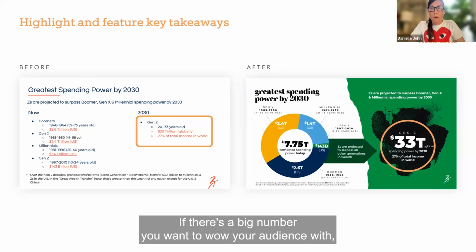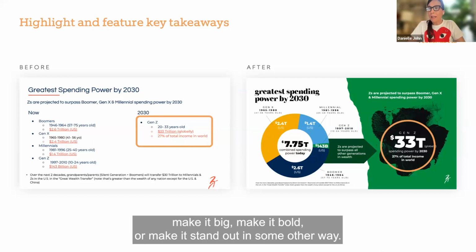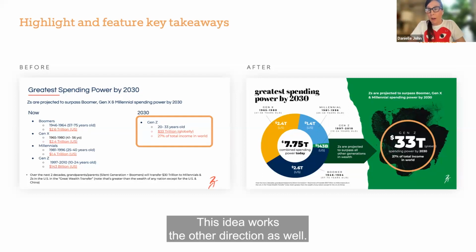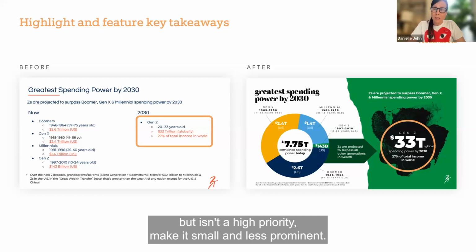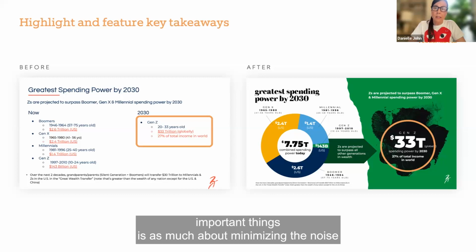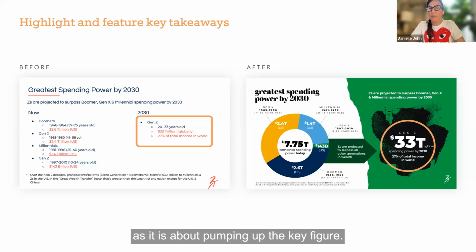If there's a big number you want to wow your audience with, make it big, make it bold, or make it stand out in some other way. This idea works the other direction as well. If you have something that needs to be on the slide but isn't a high priority, make it small and less prominent. Sometimes highlighting important things is as much about minimizing the noise as it is about pumping up the key figure.